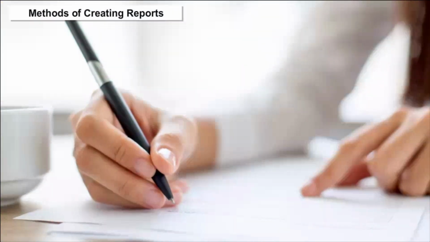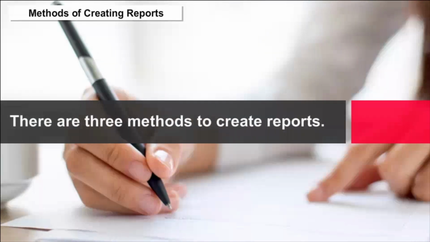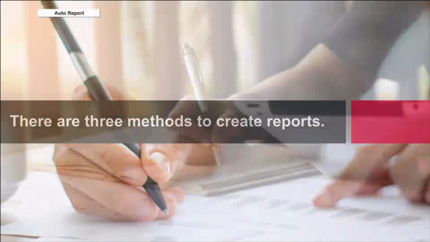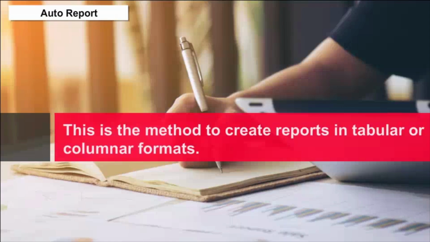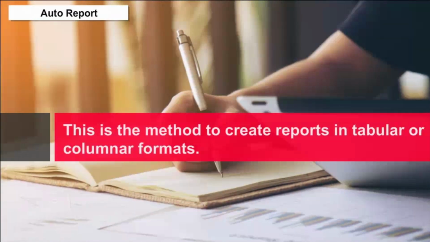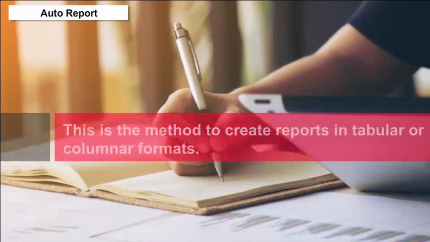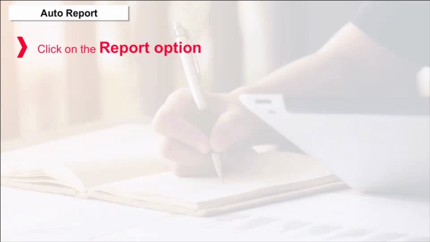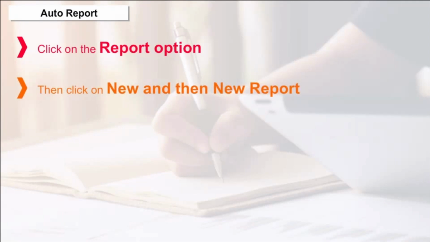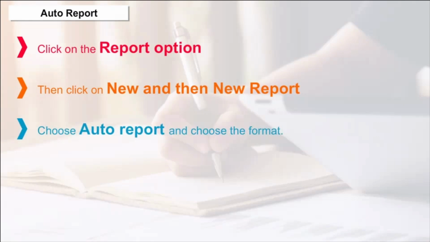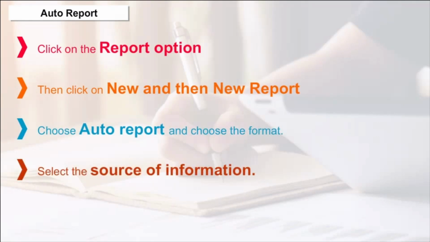Methods of creating reports. There are 3 methods to create reports. Auto report. This is the method to create reports in tabular or columnar formats. Click on the Report option. Then, click on New and then New Report. Choose Auto Report and choose the format. Select the source of information. Click OK.